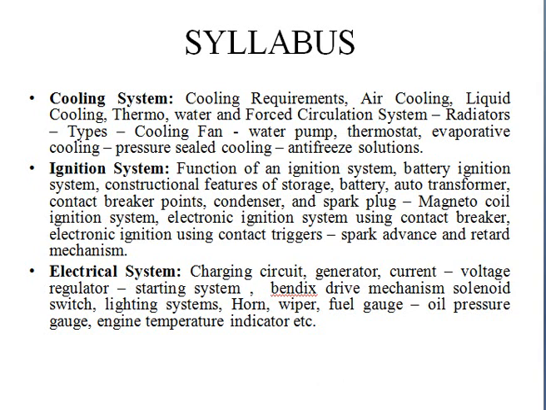Next is ignition system: functions of an ignition system, battery ignition system, constructional features of storage battery, auto transformer, contact breakers, breaker points, condenser and spark plug, magneto-coil ignition system, electronic ignition system using contact breaker, electronic ignition using contact triggers, spark advance and spark retard mechanism.